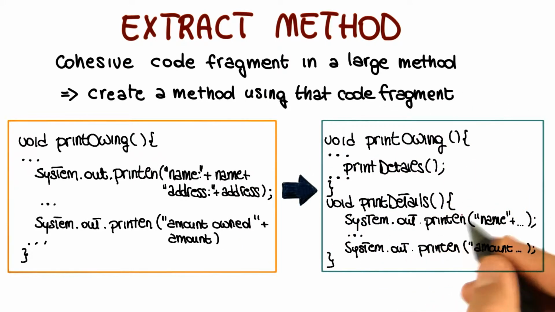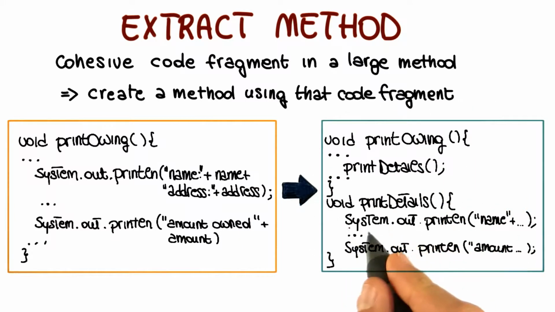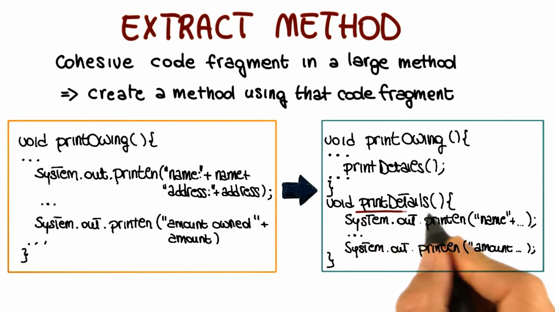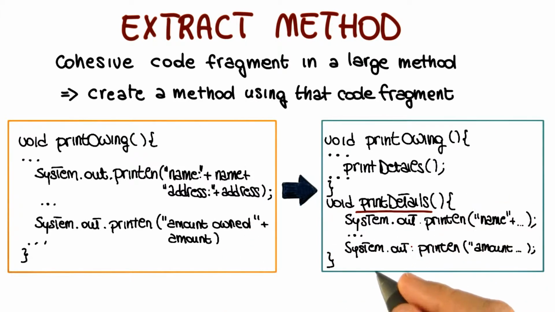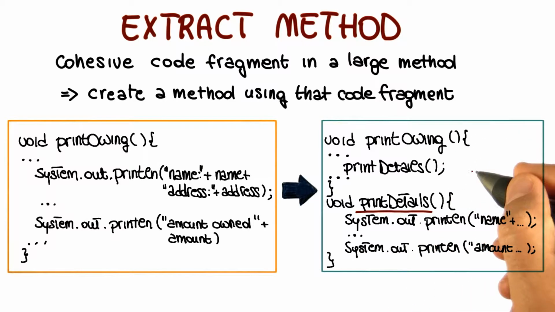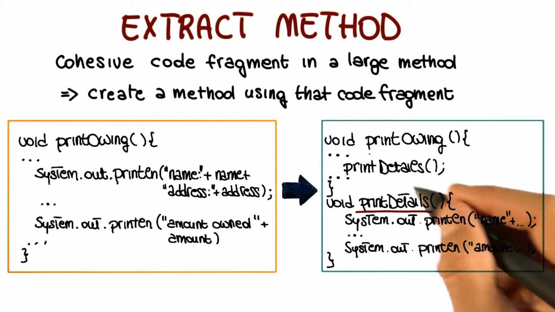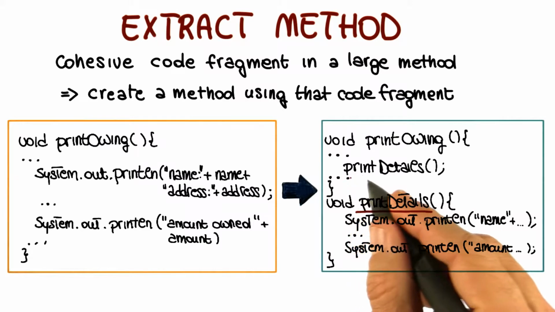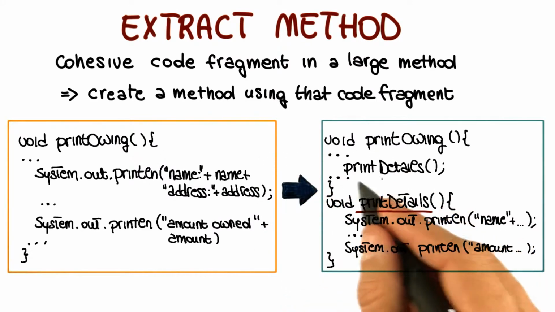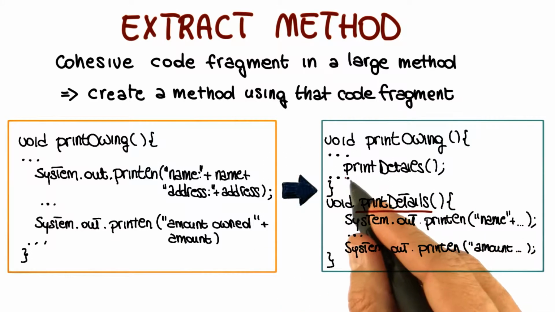So here is the method that I extracted. As you can see, it contains the code that was previously here. I gave it a meaningful name. I called it printDetails, so it's clear what it does. And now the printOwing method is simpler because I still have the remaining code, the one that I didn't touch, but now this potentially long list of prints of details is replaced by a single method call.